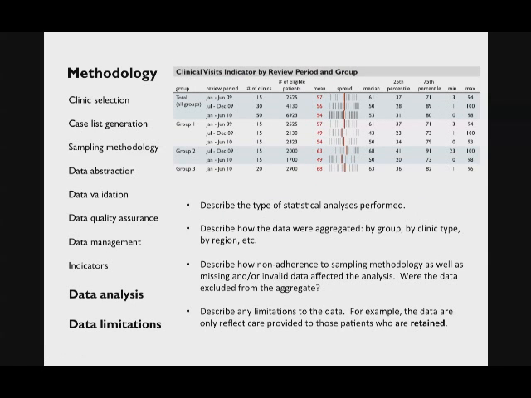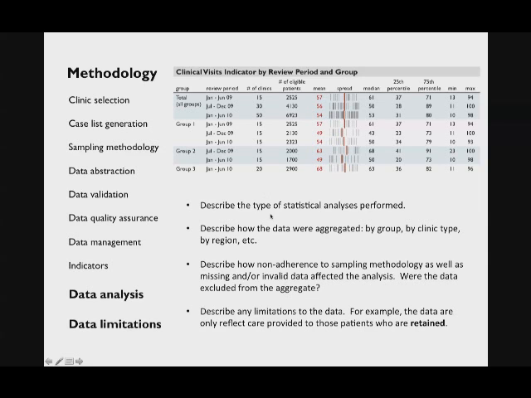The data analysis and data limitations section. So this should describe the type of statistical analyses performed. Are we looking at mean clinic scores, population rates? Are we looking at medians, percentiles? What are we looking at? What are we reporting in the data report?